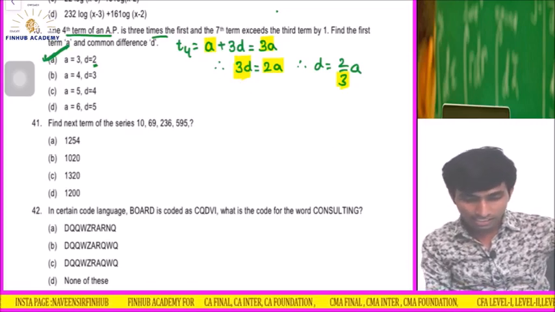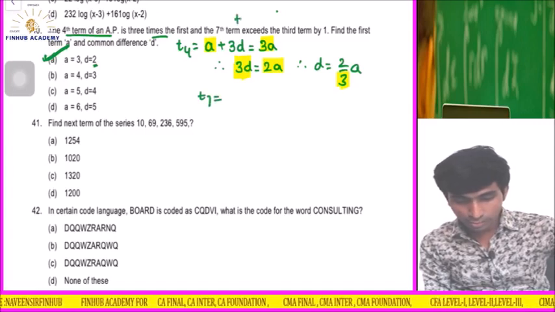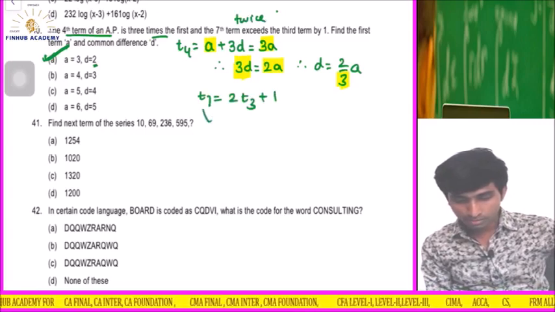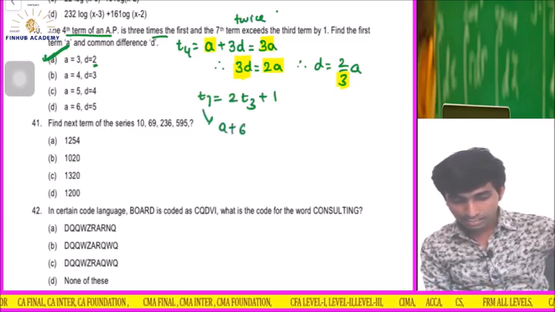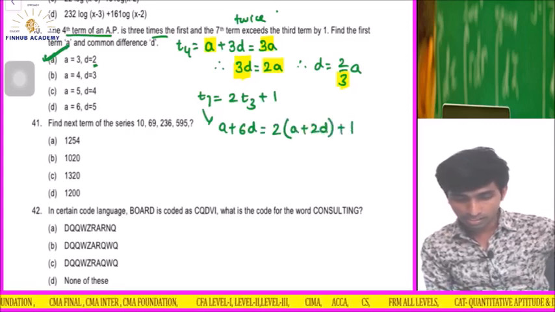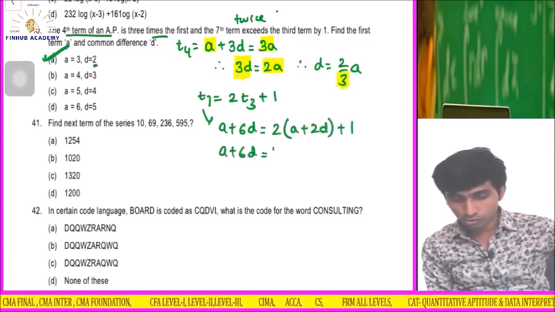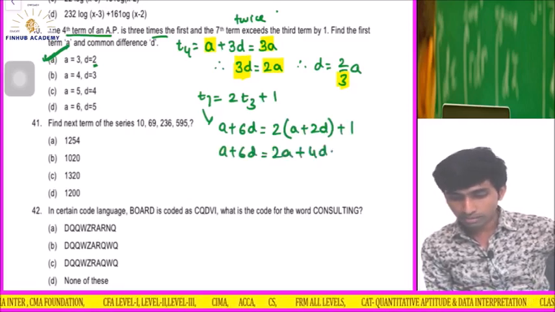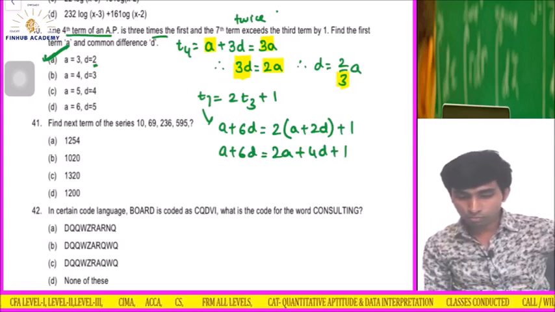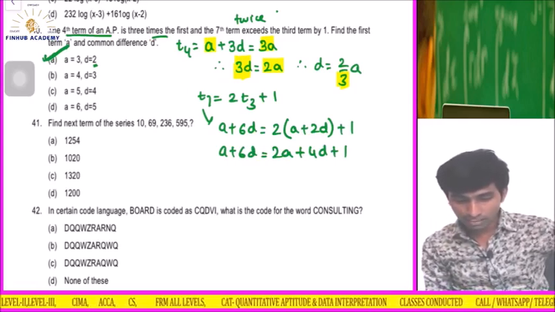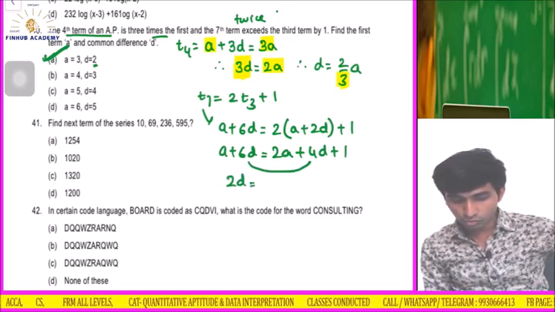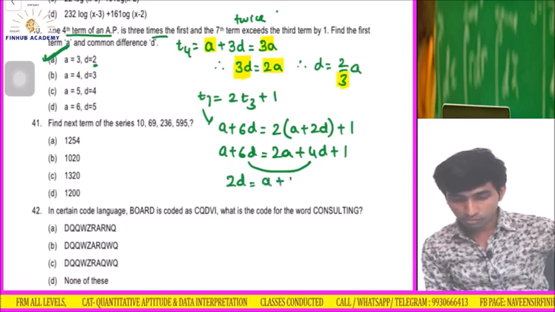Second condition, what did it say? The 7th term is equal to twice the third term plus 1. If you remember, it was twice. So let me substitute. A plus 6D is equal to 2 into A plus 2D, plus 1. So A plus 6D is equal to 2A, I'll open the bracket, plus 4D plus 1. Please understand, I'll take D on one side, so 6 minus 4 will be 2D. A will go that side, so 2A minus A is A plus 1.